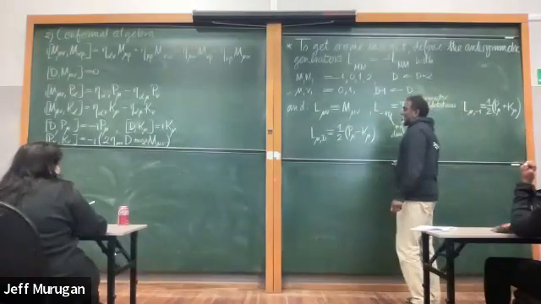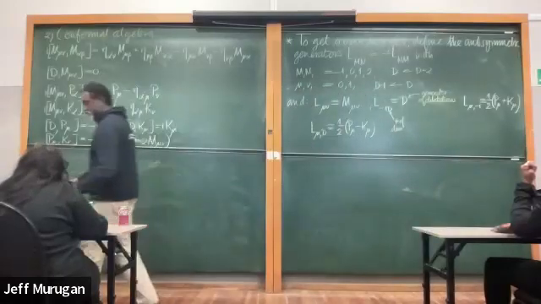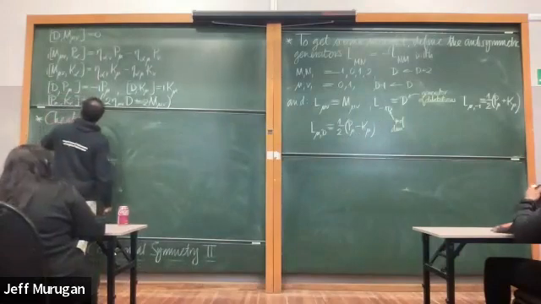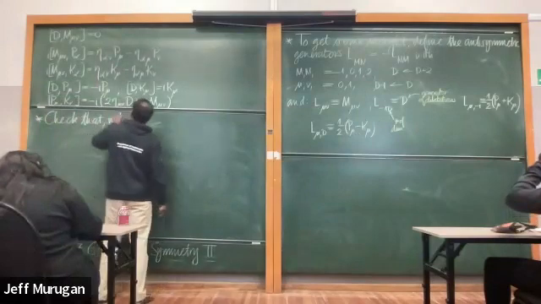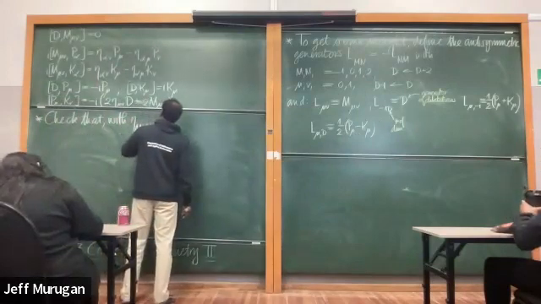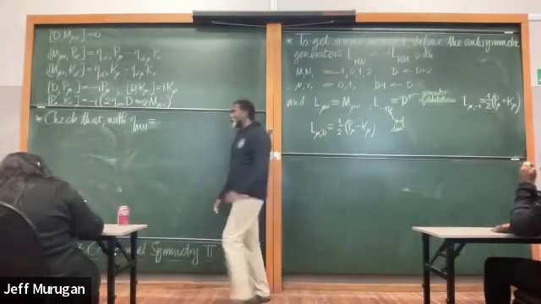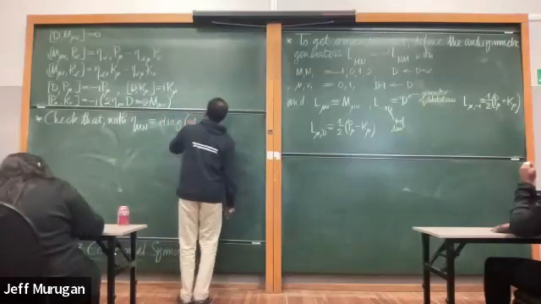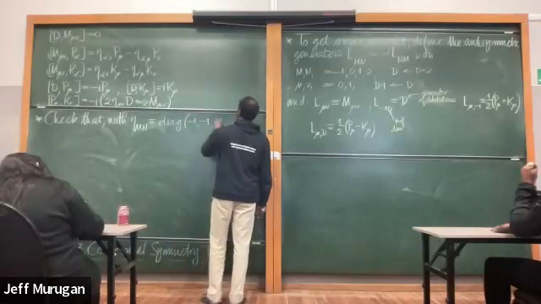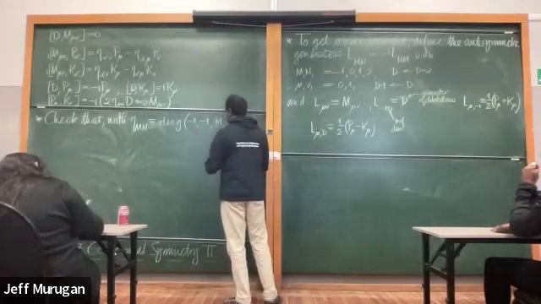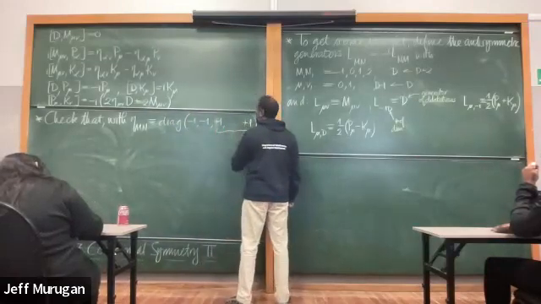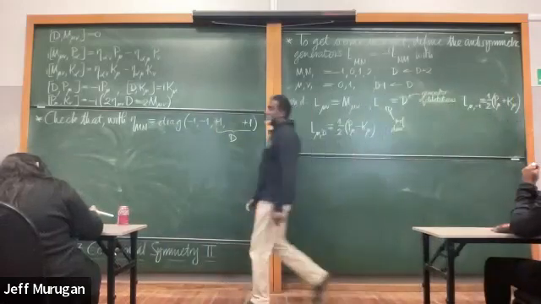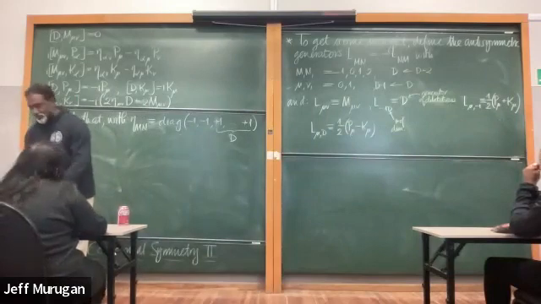You can check, you should check. If I take eta M N, again with M and N running between minus 1 and D, equal to diagonal minus 1, minus 1, plus 1, and so on. So there's two of these entries that are minus 1, and D of these entries that are plus 1. Then the L M N satisfy the following algebra.